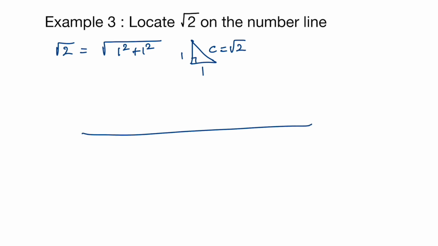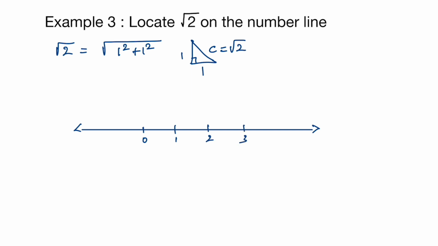So let us first consider a number line, and let me have 0 here, 1 here, sorry, I wanted to write 1, 2, 3, and to this side we have negative 1. Now we know that the hypotenuse of a right angle triangle, where the other two sides have values 1, is root 2.